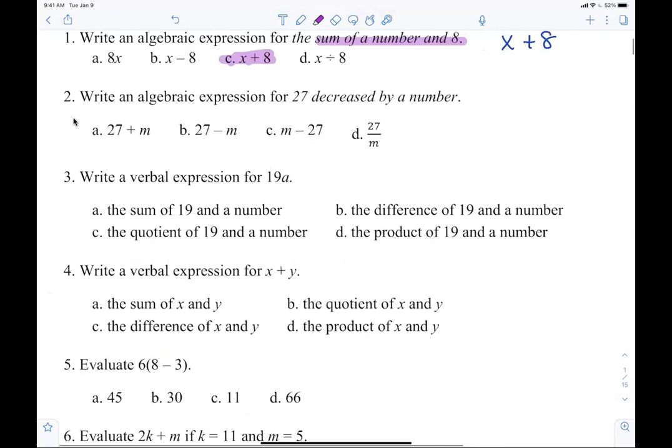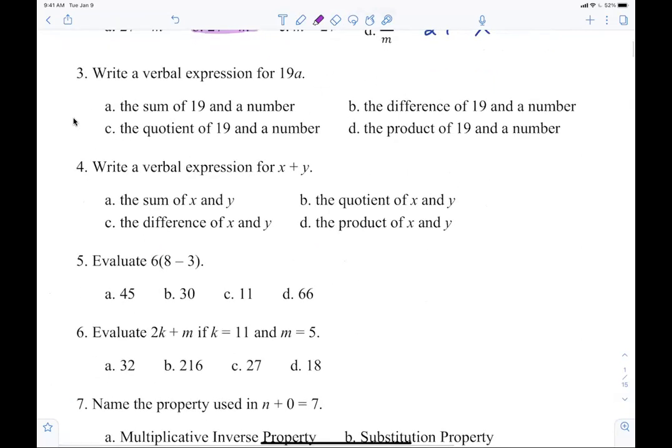Okay, 27 is being decreased by a number. So again, 27 is what's being decreased. So it's 27 minus x. 19a is just what? Multiplication. Yes. Another word for that is the product of 19 and a number.